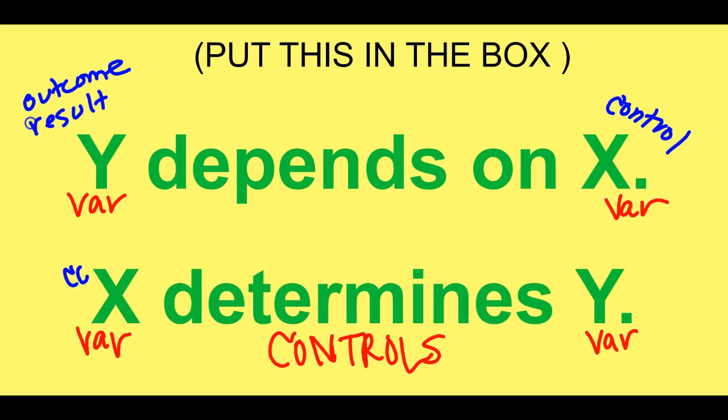Or x is the one in control, y is the result or the outcome. Okay, so let's do some examples.